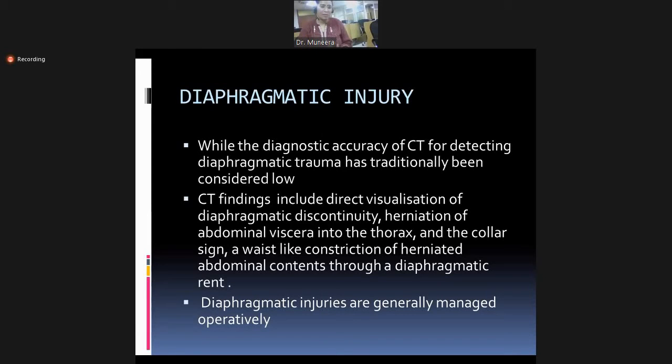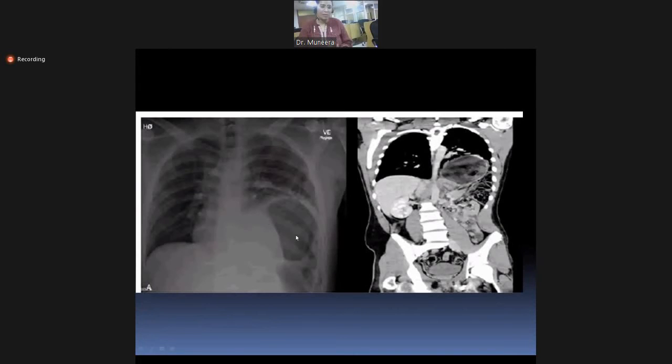This is the CT scan, and this is a chest X-ray. In the chest X-ray, you can see the stomach is herniated into the thoracic cavity. This is a CT scan of the same patient, and you can see the stomach. This is a normal diaphragm continuity on the right side, but on the left side there's a rent, a big rent. So the stomach and part of the small bowel are herniated into the left thoracic cavity.